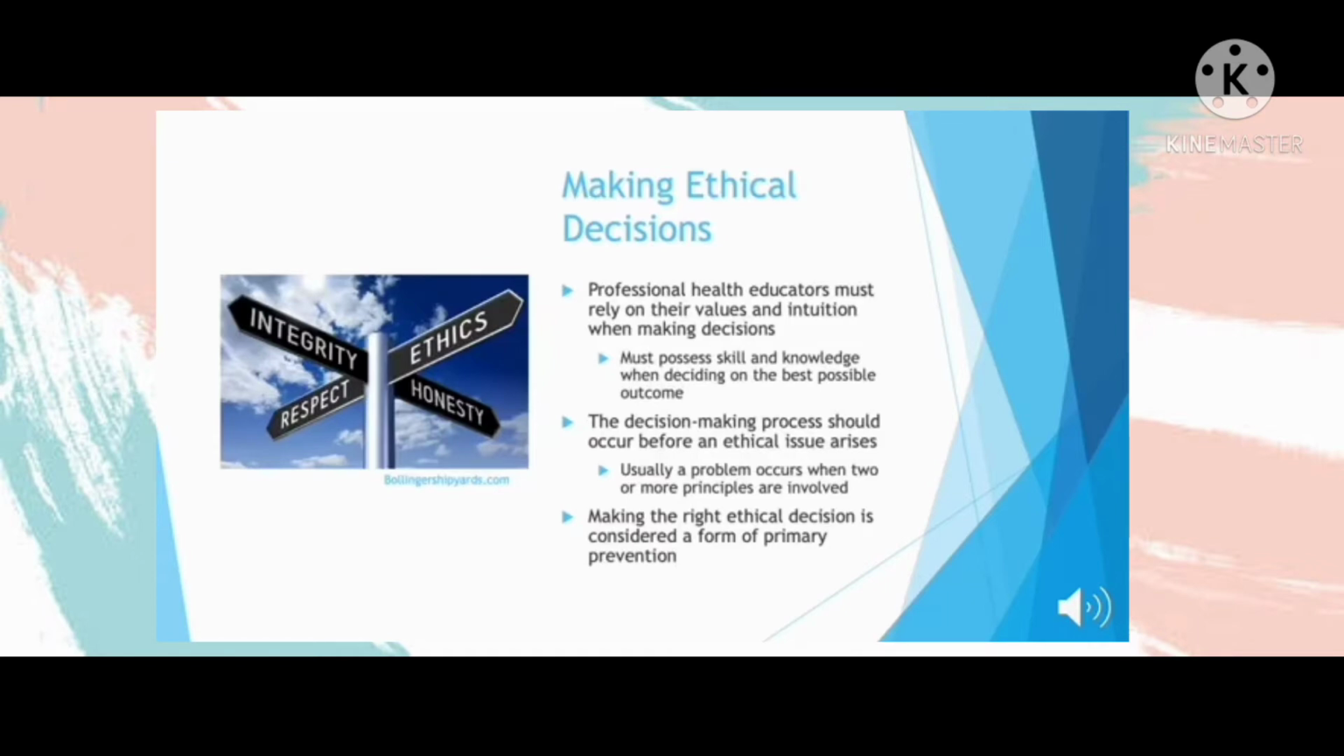So making ethical decisions, professional health educators must rely on their values and intuition when making decisions. They must possess skills and knowledge when deciding on the best possible outcome. The decision-making process should occur before an ethical issue arises. Usually a problem occurs when 2 or more principles are involved. And making the right ethical decision is also considered a form of primary prevention.